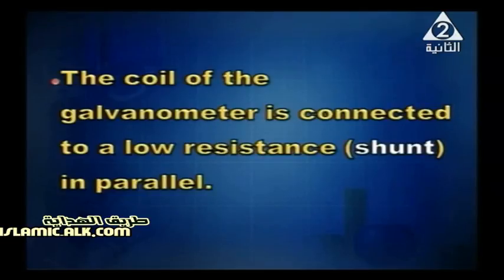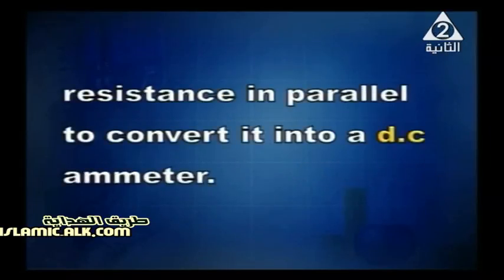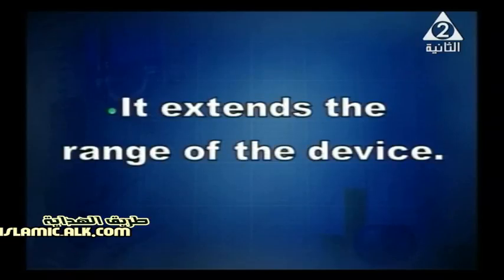Another give reason: the coil of the galvanometer is connected to a low resistance, we call it shunt, in parallel. What is the function of the shunt? It is to convert the galvanometer into a DC ammeter. It extends the range of the device, and this means it enables the device to measure higher current intensities.